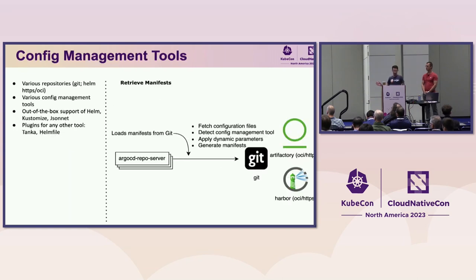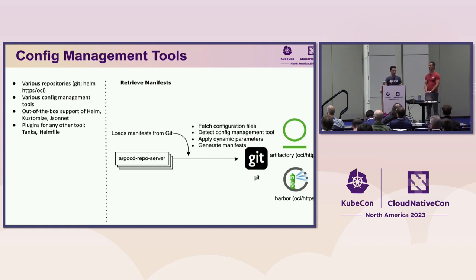So zooming in on the right-hand side of that graph, you see that the repo server is actually not pulling raw, valid Kubernetes YAML most of the time. Instead, what's usually happening is that users are using a config management tool. So Helm is one example of this. Kustomize and Jsonnet are other examples. And Argo CD supports all three out of the box, Kustomize, Helm, and Jsonnet.